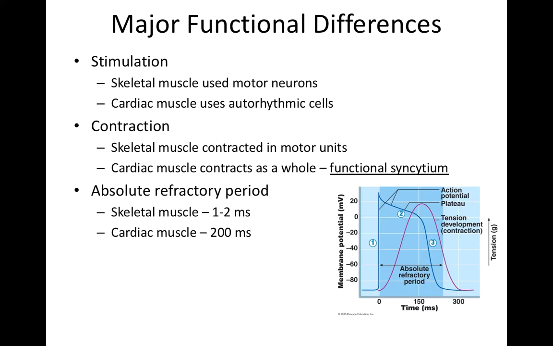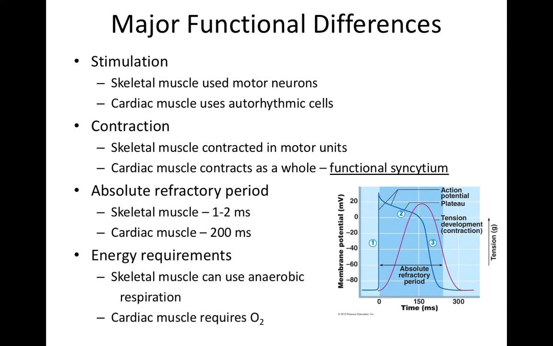We don't want your heart to get to tetany, and so we have this very long, drawn-out refractory period of 200 milliseconds. It's going to prevent your heart from seizing and also allow us to have enough time to undergo what we need to do in the cardiac cycle.